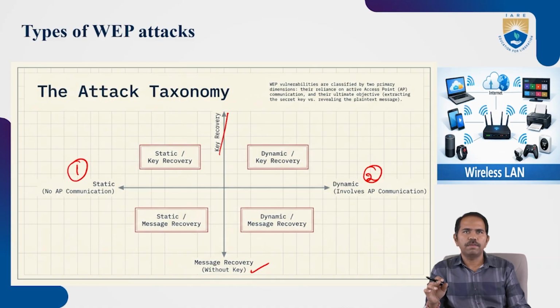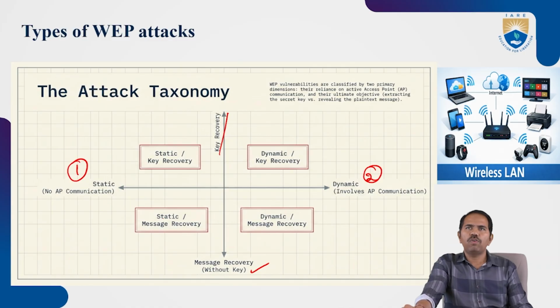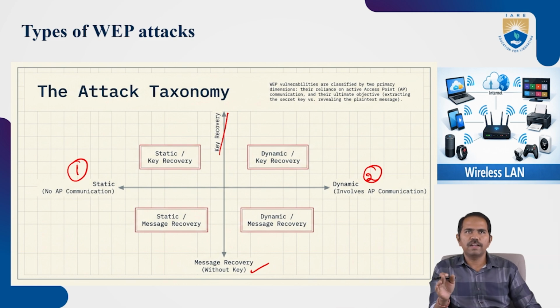And coming to message recovery without a key and message recovery with the key, we have static key recovery, dynamic key recovery, static message recovery, and dynamic message recovery. So this is the overall taxonomy. Based on these criteria, we divide the attacks into different attack mechanisms, with static meaning no access point and dynamic involving access point communication.